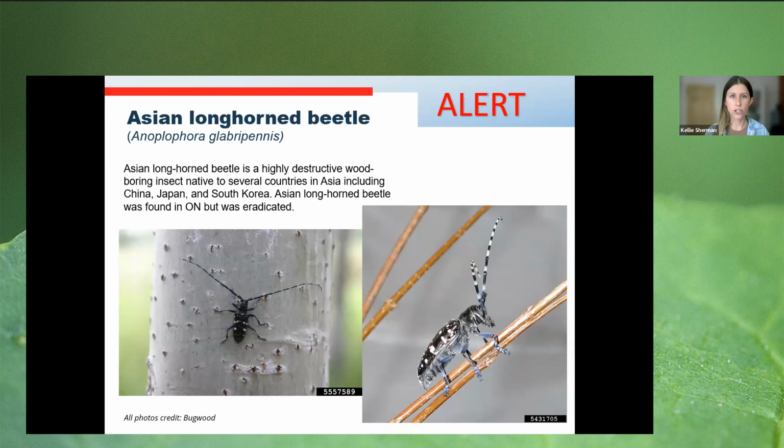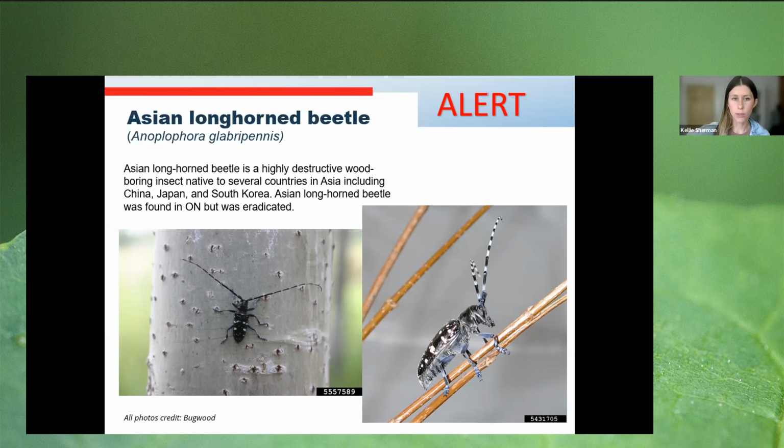So starting with the Asian Longhorn beetle. Some of you might have heard of a lot of these species as well, but maybe need a little more information on ID and some background. The Asian Longhorn beetle is a highly destructive wood-boring insect native to several countries in Asia, including China, Japan, and South Korea. It was actually found in Ontario, but was eradicated.